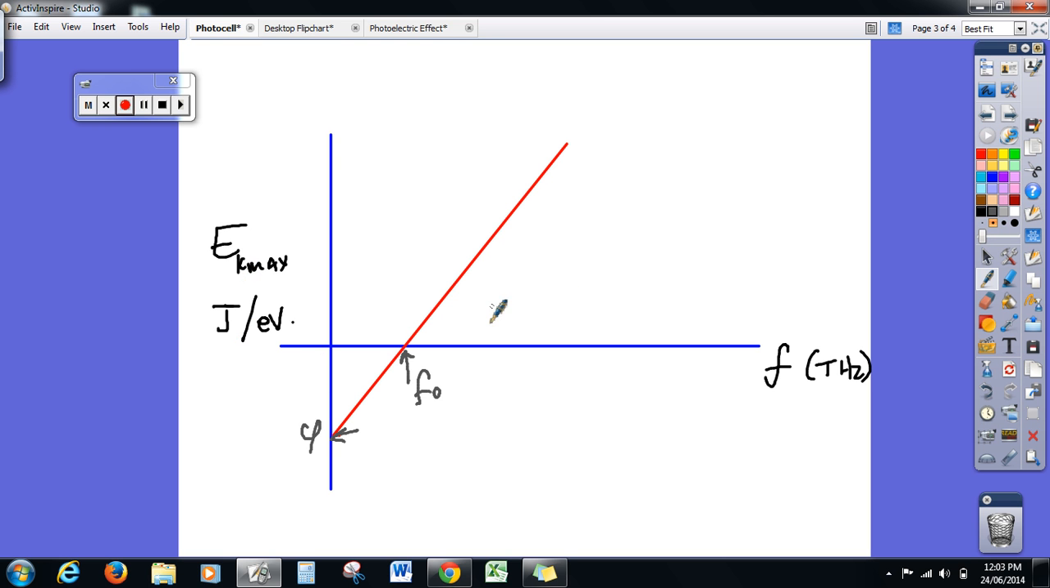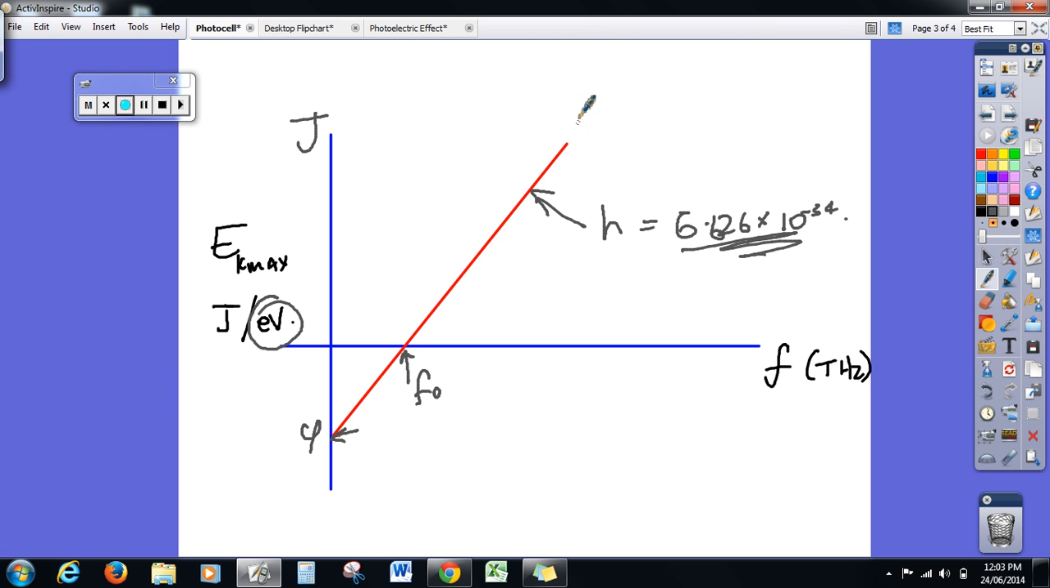It doesn't matter. But if this axis here is in joules and this is in terahertz, then the gradient of this line is h, and that's 6.626 by 10 to the minus 34, which is the standard Planck's constant. If it's not in joules but in electron volts, then the gradient of this line is still h, but this value here is not 6.626 by 10 to the minus 34. It's the equivalent value for Planck's constant in terms of electron volts. So it's not the standard value. So keep that in mind.